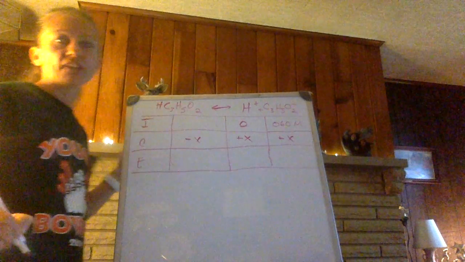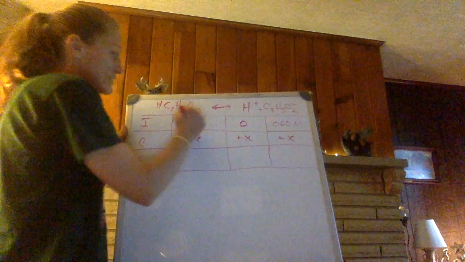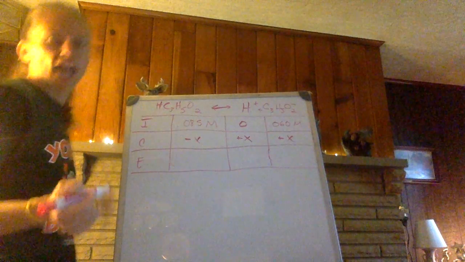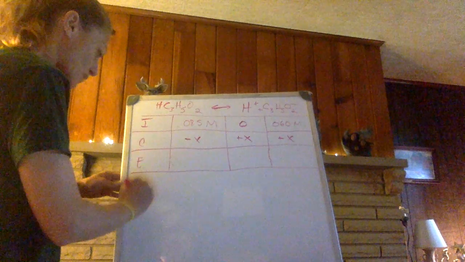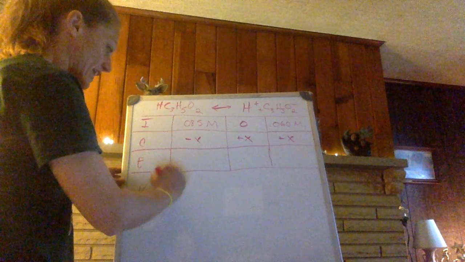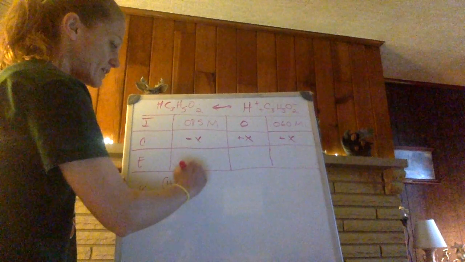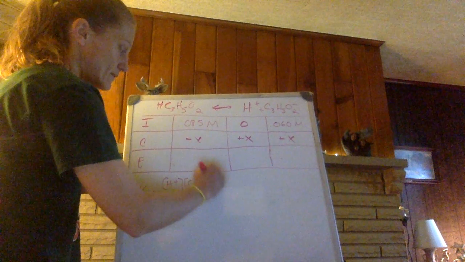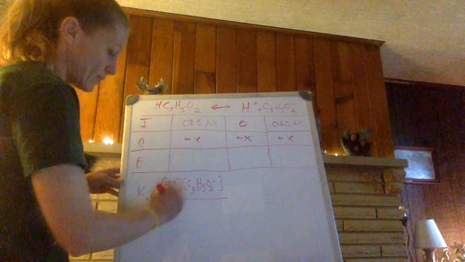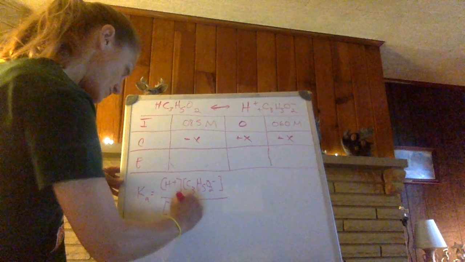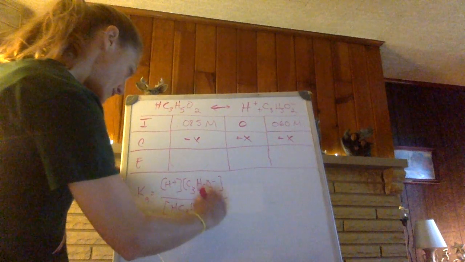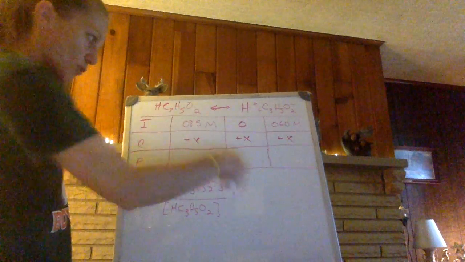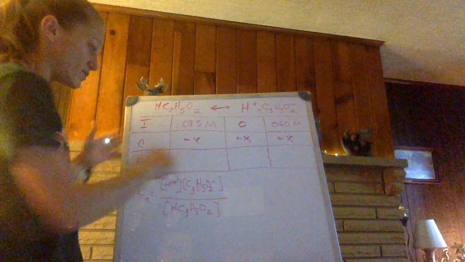0.060 molar potassium propionate, and I'm starting off with 0.085 molar in propionic acid. And I've got my Ka value there. If I want to write my Ka ahead of time, I definitely can. It's always going to be H plus and my anion, and then combine the two for my acid on the bottom. We'll solve for that.